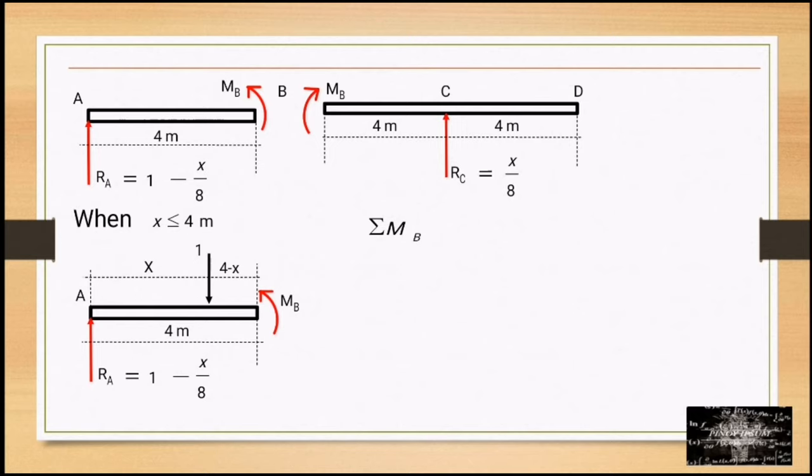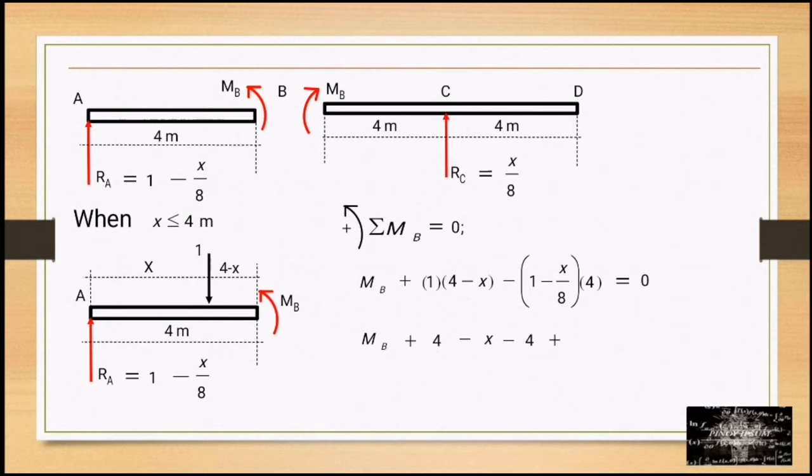So, using the summation of moment at point B is equal to 0. Considering counterclockwise is positive. So, MB plus 1 times 4 minus X minus 1 minus X over 8 times 4 is equal to 0. So, simplify natin. So, MB plus 4 minus X minus 4 plus X over 2 is equal to 0. So, cancel out yung 4. So, ang MB is equal to X over 2. So, this is the formula when X is less than or equal to 4 meters.